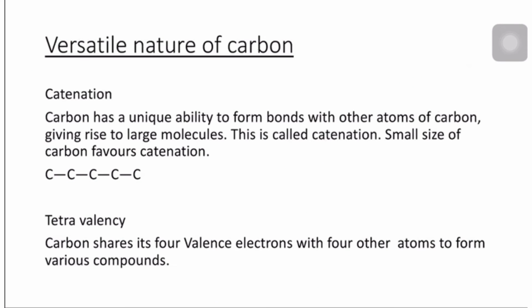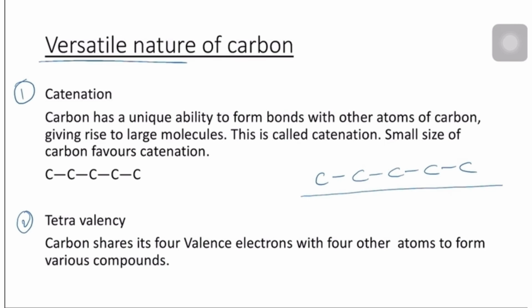Now, carbon has a very versatile nature, something typical of carbon. What is that? Catenation and tetravalency. Now you can see carbon forms bonds with other atoms of carbon, right? They'll form a huge chain, a large compound. This property to form bonds with other atoms of carbon is called catenation. And the small size of carbon favors catenation.